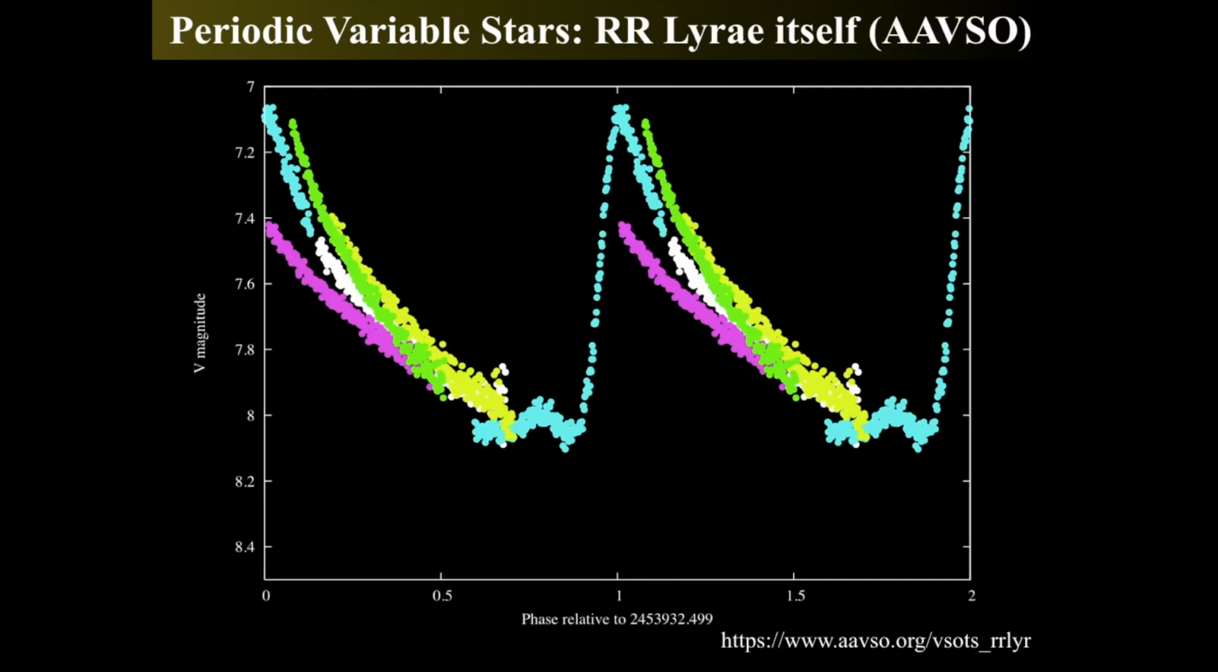All right. In fact, if we look at RR Lyrae itself, this is the data from the American Association of Variable Star Observers, and you can just go to their website and say, please show me the data for this and download it. This is in numerous filters, and has been contributed by many, many amateur observers as well as professional observers who are showing the brightness variation in different wavelengths, and that's what the different colors indicate in different wavelength bands of light.